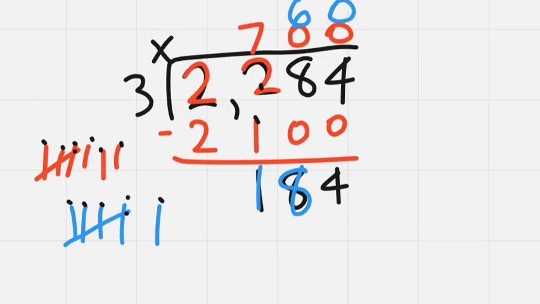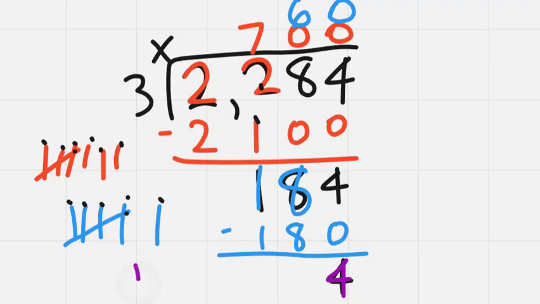3 times 6 is 18. We add the 0, then we subtract. 4 minus 0 is 4. 8 minus 8 and 1 minus 1 are both nothing, so we can ignore it. Now we'll divide again. Our number is 4. Let's count by 3. 3, 6. That's too high, so that means we can fit 1 3 in 4. We'll put the 1 up top.